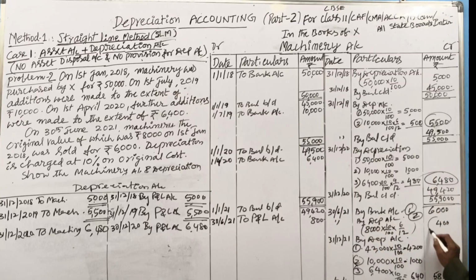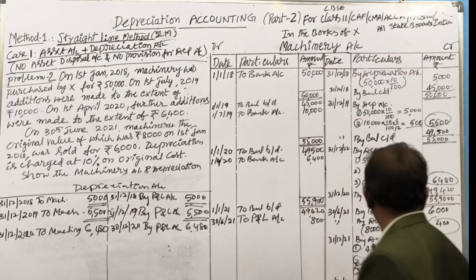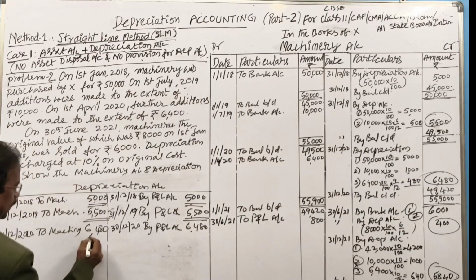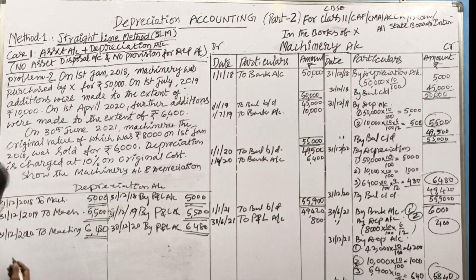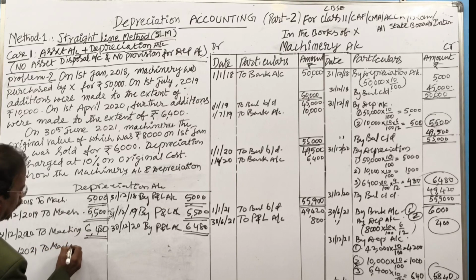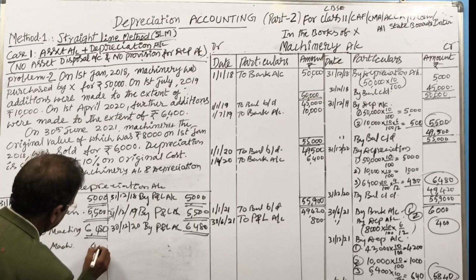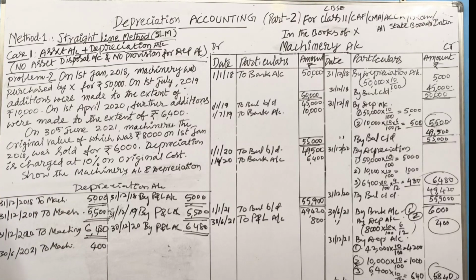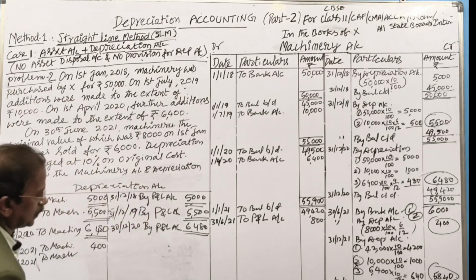One is 30th June, 400. The other one is 31st December, 5,840. Those two we have to record separately with separate dates. 30th June 2021 to machinery. How much? 400. And 31st December 2021 to machinery, 5,840.